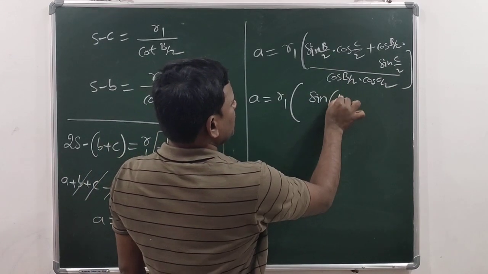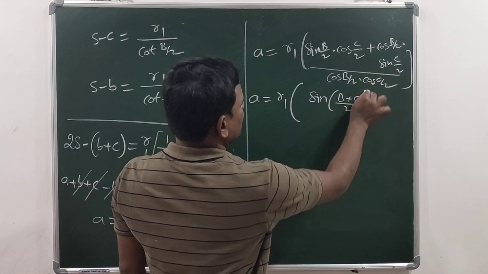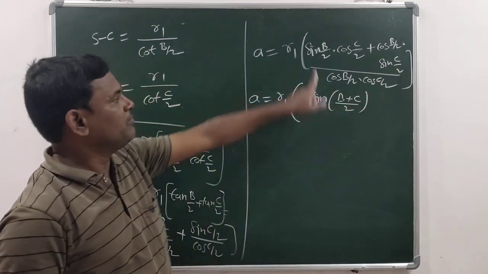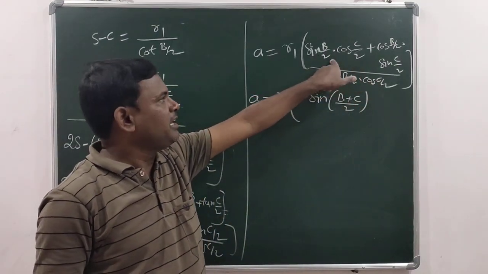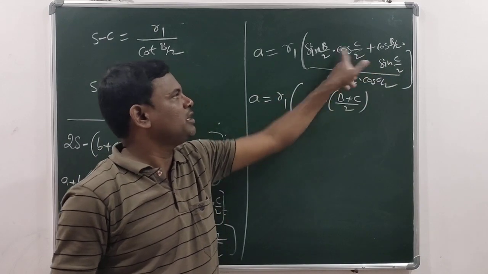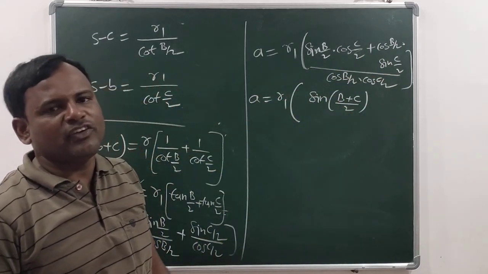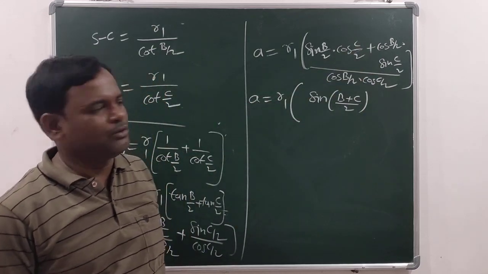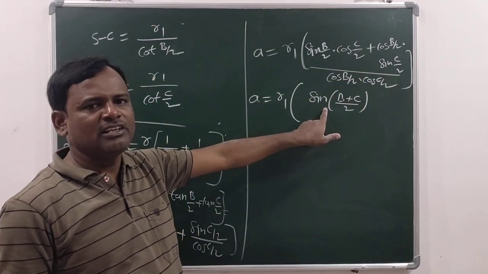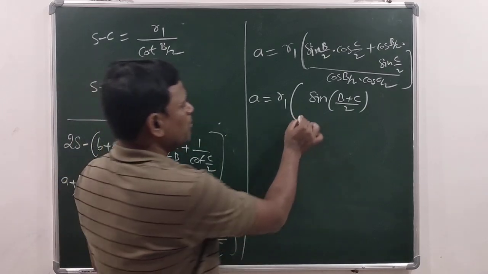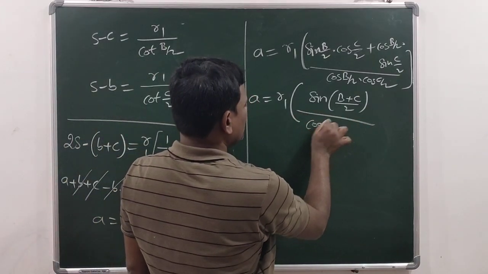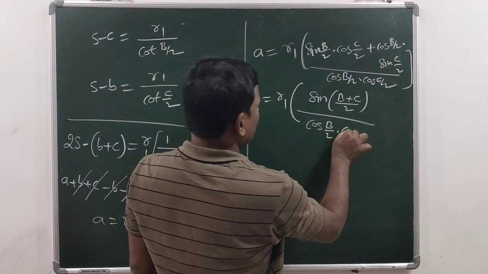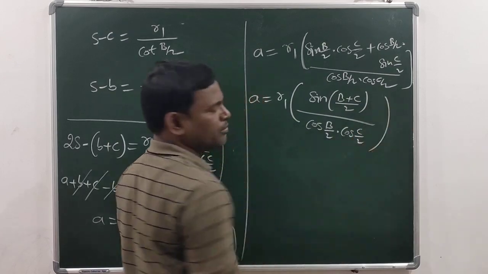Here A means B by 2, B means C by 2, in the expansion of sin A plus B, sin A cos B plus cos A sin B. So that it can be written as sin of A plus B by 2. Here A means B by 2, B means C by 2. So finally you will get sin of B plus C by 2 by cos B by 2 cos C by 2.